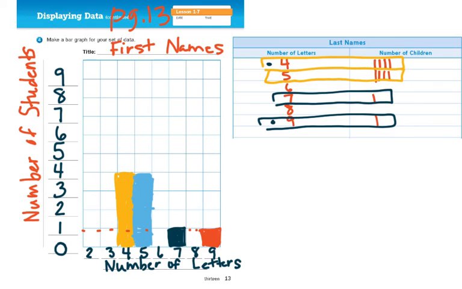Bar graphs allow us to see data in a very easy way to compare how numbers or data might be similar, how they might be different. Obviously, here I can tell that 4 and 5 letters is a very common length of a first name. All right, you're going to be taking a picture of your graph and uploading it to Schoology.